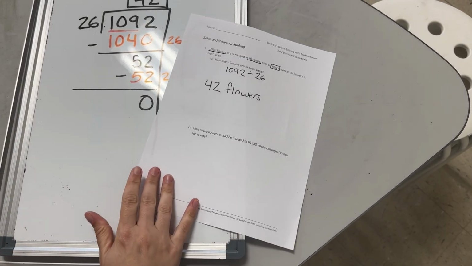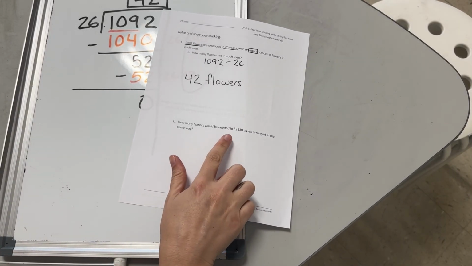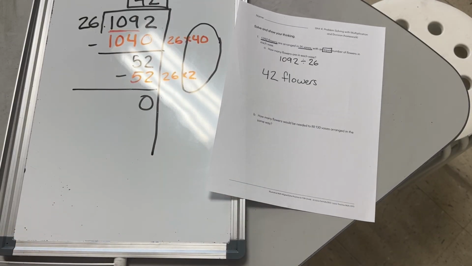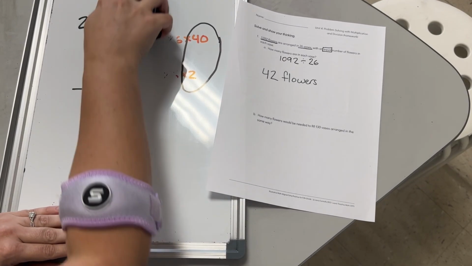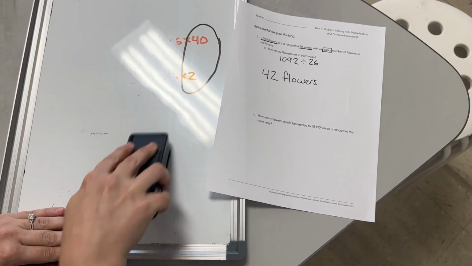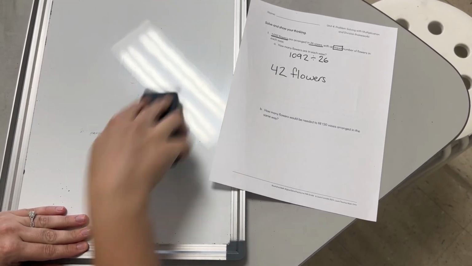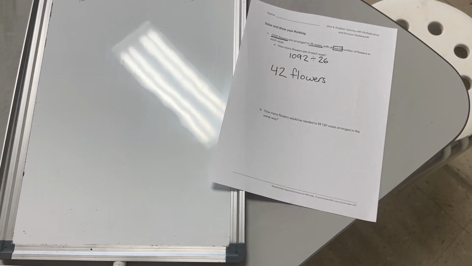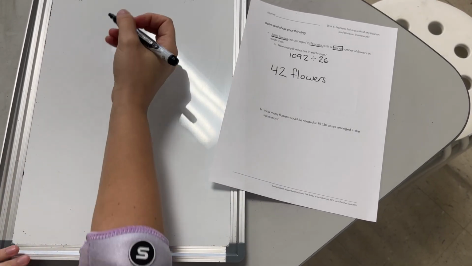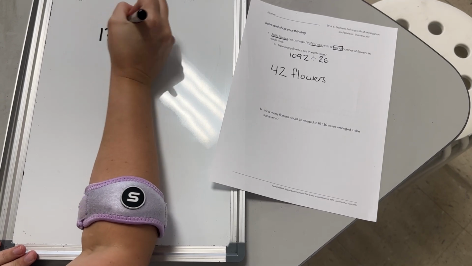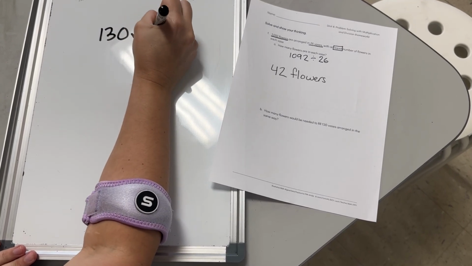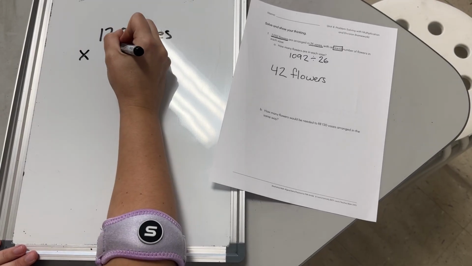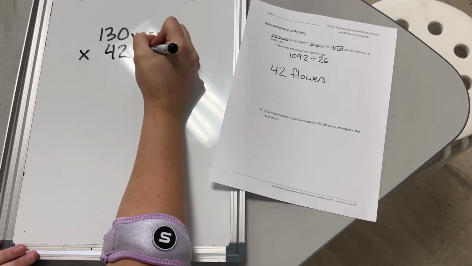Question B is asking how many flowers will be needed to fill 130 vases arranged in the same way. So if I know that there are 42 flowers in a vase, because that's what I just figured out, and I know that there are 130 vases, well, I'm just going to take those two numbers and multiply them together. So 130 vases times 42 flowers in a vase.